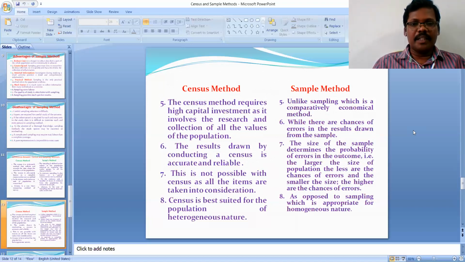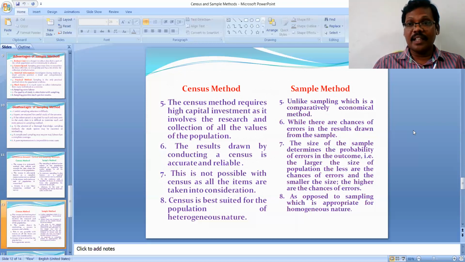And in the census method, the result drawn by conducting a census is accurate and very reliable. Why is it accurate and reliable? Because we are taking the information from each and every person in this category. But there are chances of errors in the result drawn from the sample.